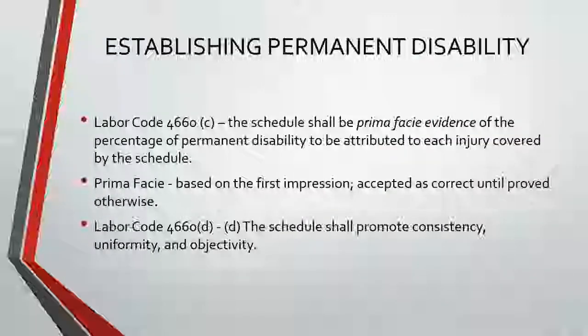So Labor Code 4660C tells us that the schedule, meaning the new permanent disability rating schedule that takes into consideration the nature of the injury and disfigurement, the occupation of the employee at the time of injury, the age of the employee at the time of injury, and the diminished future earning capacity adjustment factor, that's what's known as the schedule, the permanent disability rating schedule, shall be prima facie evidence of the percentage of permanent disability to be attributed to each injury covered by the schedule.